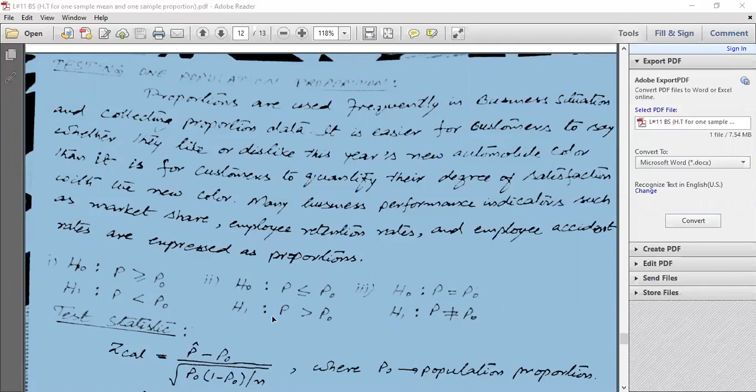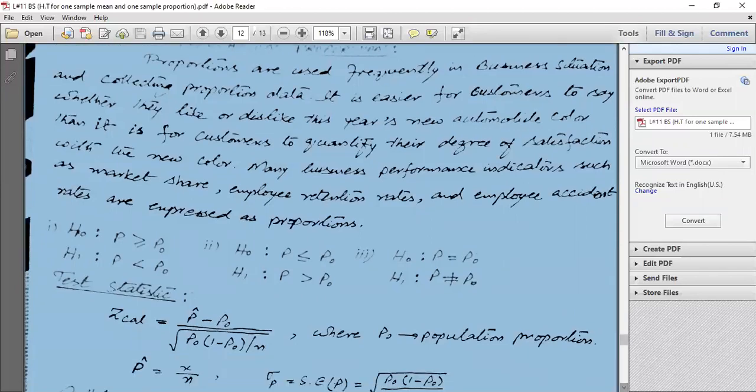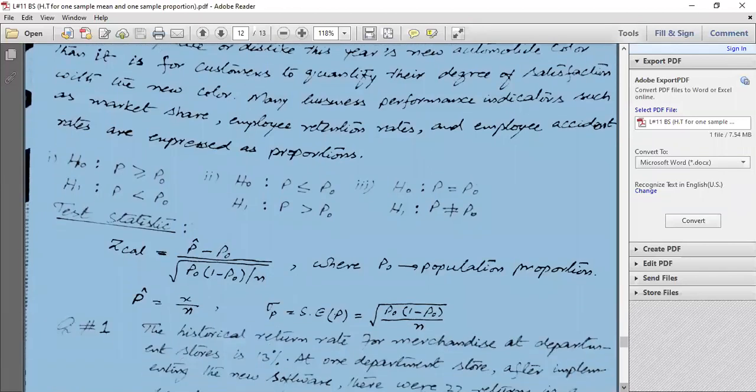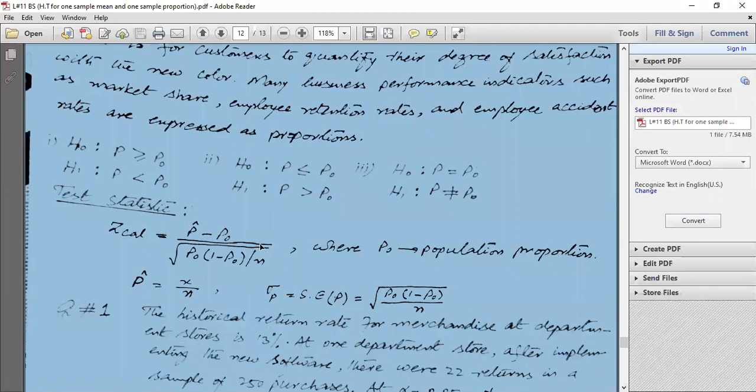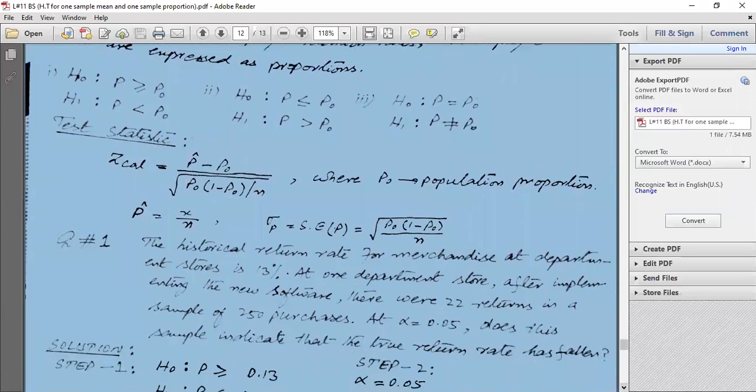So there are these three types: it is a one tail test, it is a two tail test, and it is a right tail test. In population proportion, students, we will apply only the Z test. Then we apply this formula. P cap represents the sample proportion, and P naught represents the population proportion. It is the formula for the standard error for population proportion.